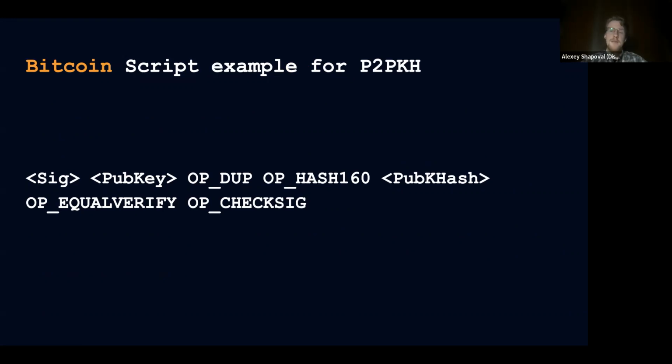P2PKH, and what it stands for, it means pay to public key hash. And public key hash is basically the address, or as we already know, a hash of a public key of the person who wants to receive coins from us. So we have the signature as an input, we have the public key, we have the duplication operation, we have hashing with RIPEMD160, we have the public key hash, again, it is the address, the hash of the public key, and we have OP_EQUALVERIFY and OP_CHECKSIG.